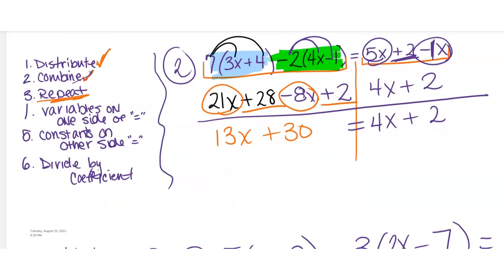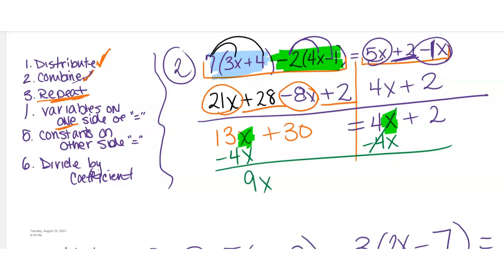Now we want variables on one side. Notice how we have a variable on this side and a variable on this side. Remember, I told you guys that you want to try to move the smaller of the variables. So positive 4x is smaller than 13x, so we're going to move the 4x by subtracting it. So here we have 9 x's. We bring down that positive 30 and that positive 2.